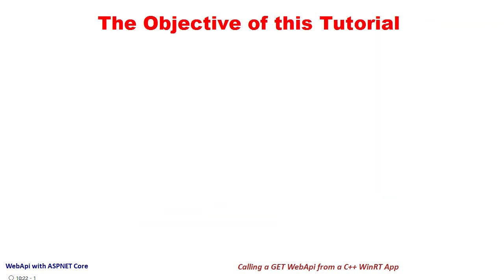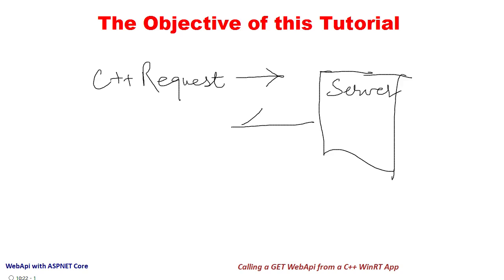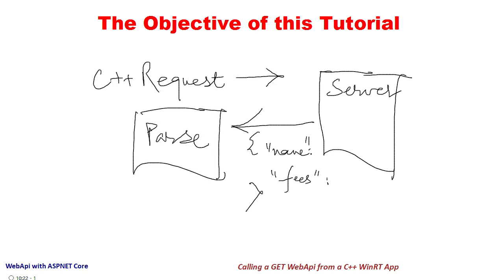Let me first explain the objective of this tutorial. We will make a GET request to a Web API that sends a JSON consisting of two properties, name and fees. After that, we shall parse that JSON and display the extracted properties.